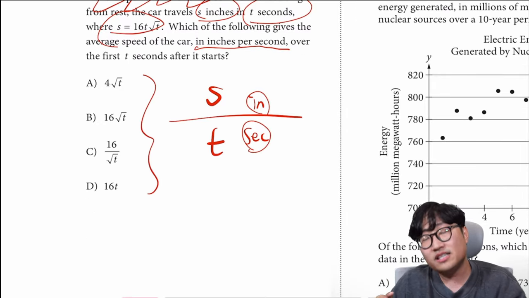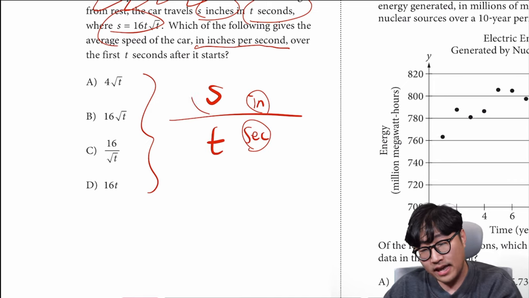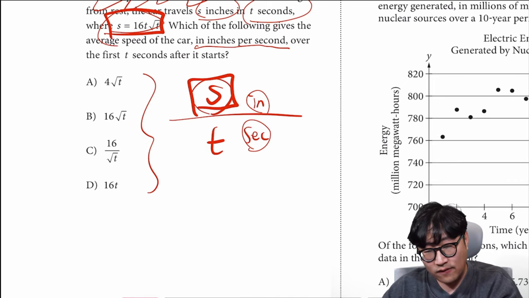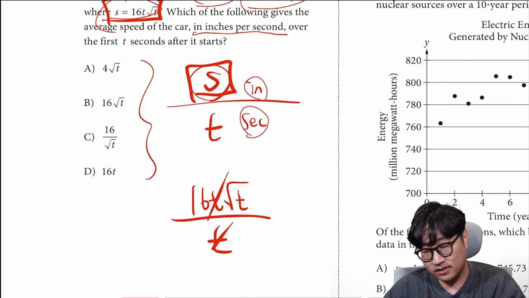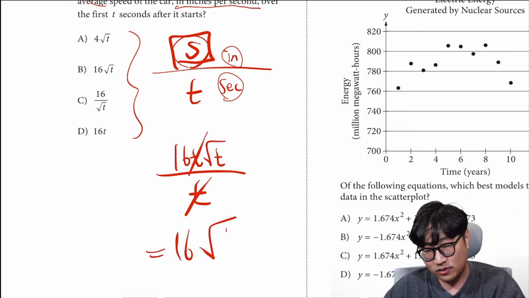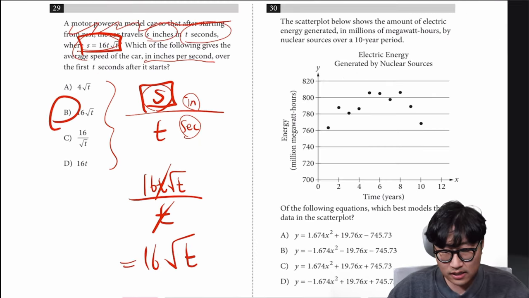The only thing is you don't see that in the answer choices. So just replace that S with what they gave you. That'll be 16T radical T, which is the S, over T. Cancel the T. So there you have it: you get 16 radical T. Answer choice B.